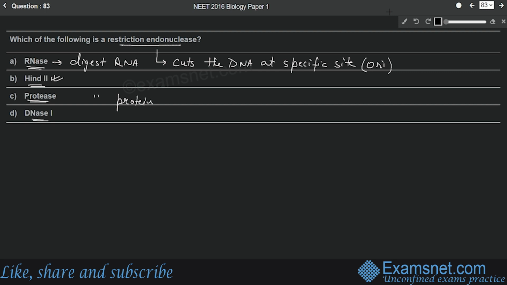Then DNase 1 is an enzyme that cuts the DNA, but there is no such specific location at which it cuts the DNA. This is a simple nuclease enzyme. So the correct answer is option number B, Hint2.